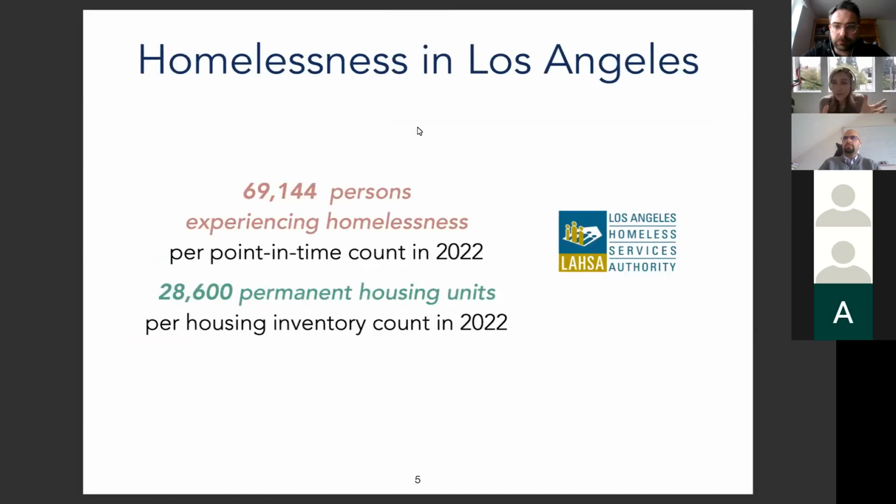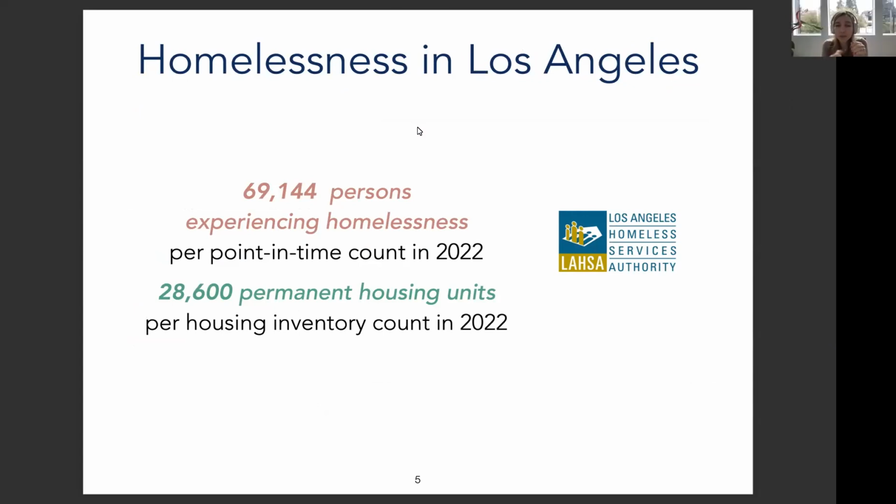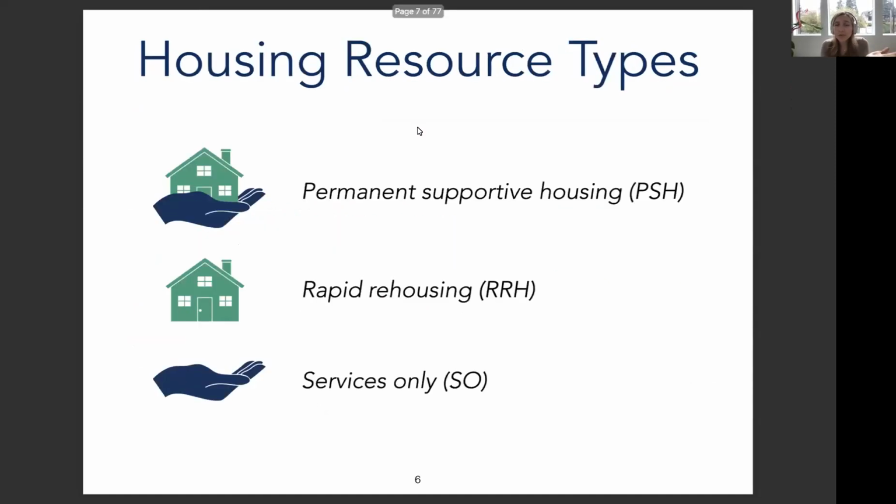So before telling you the problem, let me give you a little bit of background about homelessness in Los Angeles. So homelessness in LA is a huge problem. There's over 69,000 persons experiencing homelessness as of 2022. And there's not enough housing resources to help support those individuals. We have about 28,000 units.